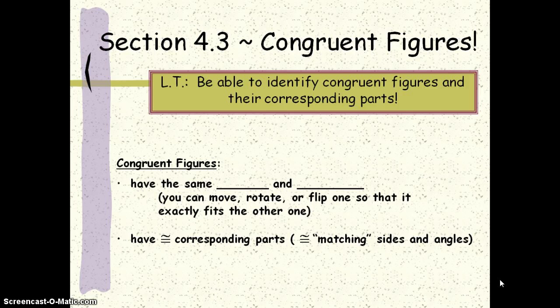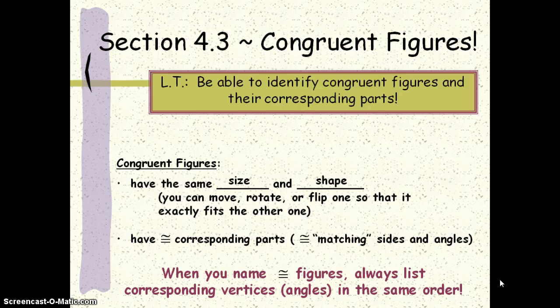So first let's talk about what a congruent figure is. Congruent figures have the same size and shape. You can move, rotate, or flip one so that it exactly fits onto the other one. So they're not always going to have the same orientation. They have congruent corresponding parts, which means they have congruent matching sides and angles. So we could always match one angle to another angle on the other figure, or match a side to another side on the figure.